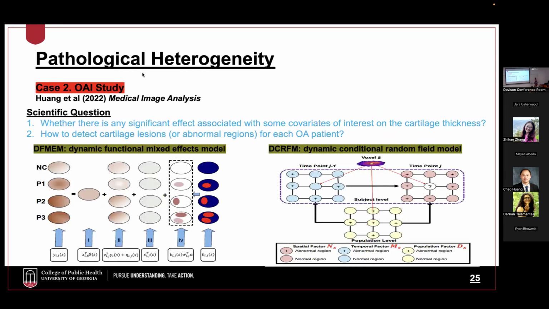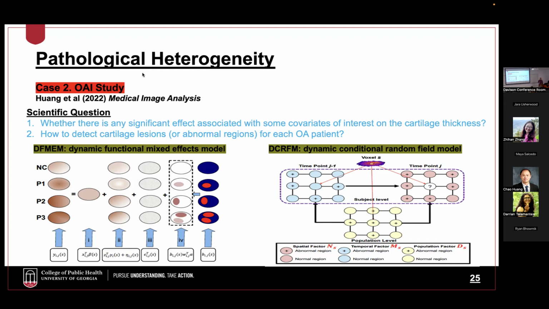To address this challenge, we involve two different models. The first one is the dynamic functional mixed effect model. Compared to the traditional mixed effect model, we involve a latent variable here. This latent variable helps us to involve all these disease or pathological patterns in our model. But since it is a latent variable, we need another model to describe all these latent variables. So here we introduce another one, the dynamic conditional random field model.